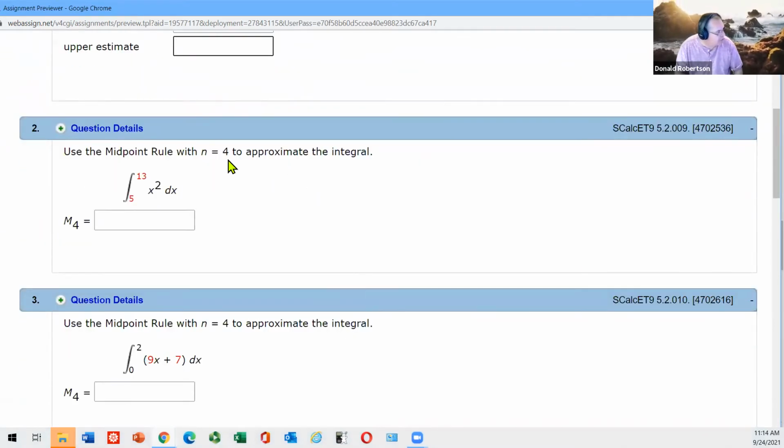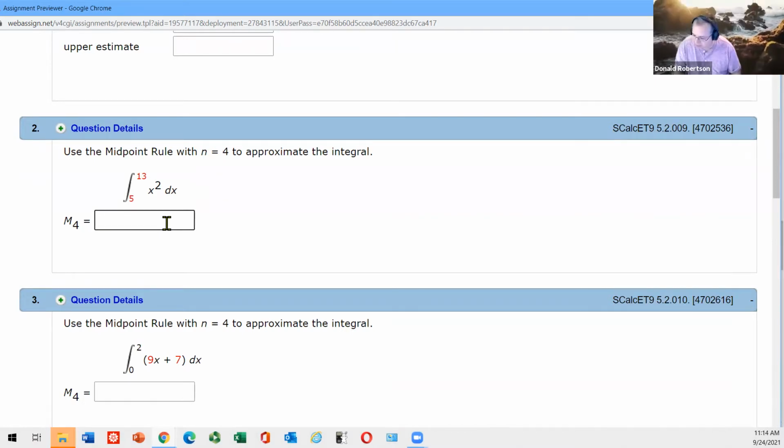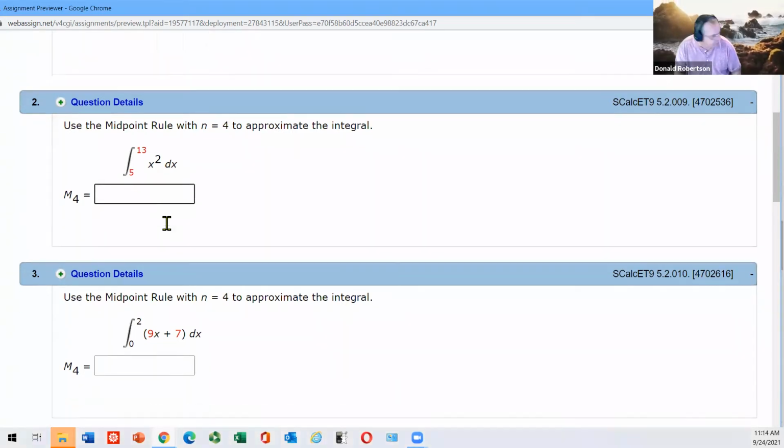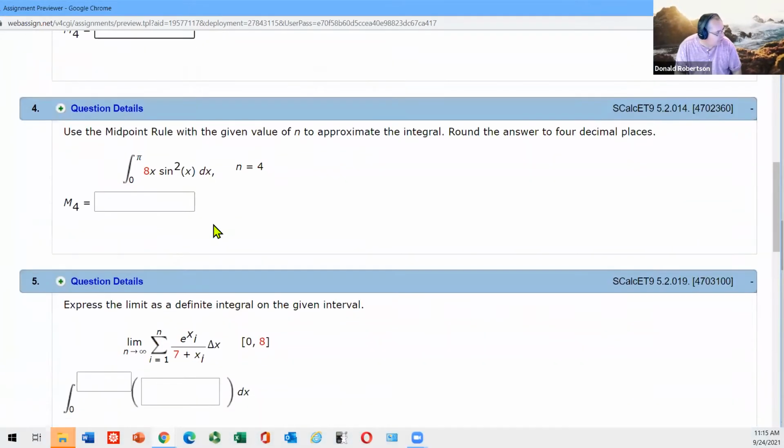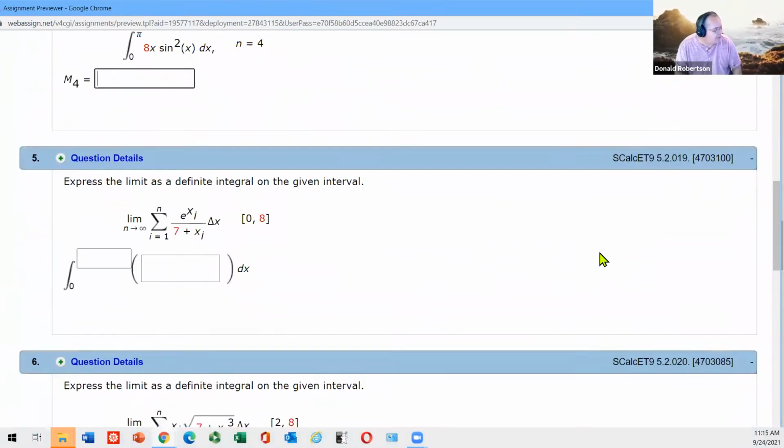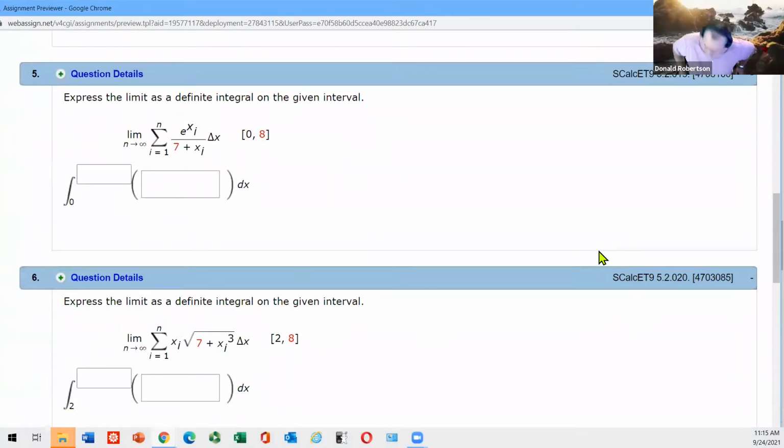Now, in this question here, it says midpoint, so M4. No arguments about that, right? Just normal number crunching. Another midpoint, and that is kind of what we've been doing for most of this week. So the first 4 questions are not really any different, are they? It's just boring number crunching.